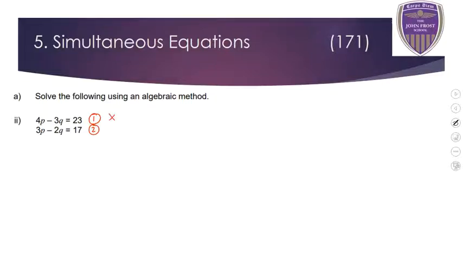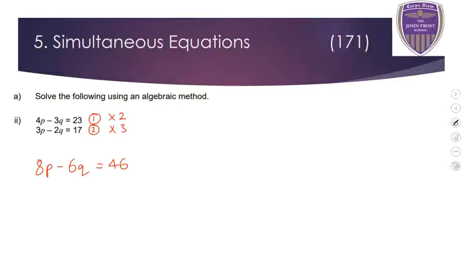So I'm timesing the first equation by 2, timesing the second equation by 3. So I'm going to get 2 new equations. And remember, timesing each of them by 2 and 3 means every term in there is times by the same number. So everything times by 2 in the first one would give us 8p minus 6q equals 46.